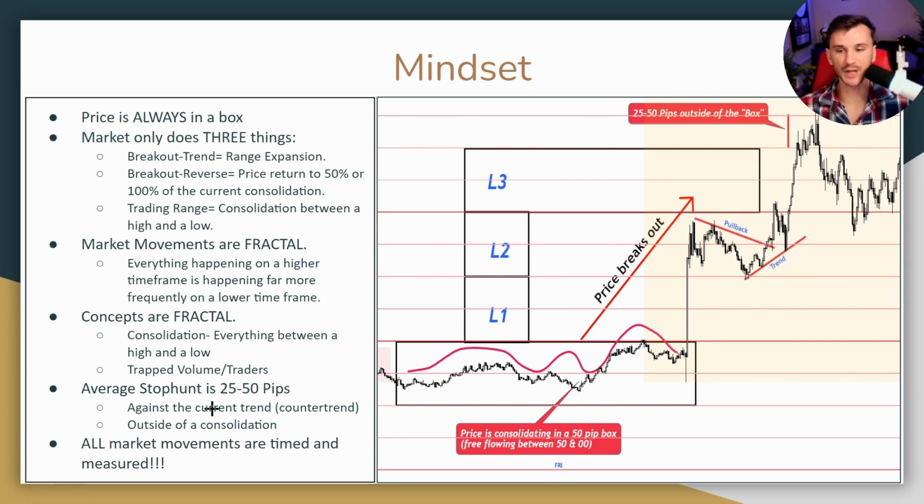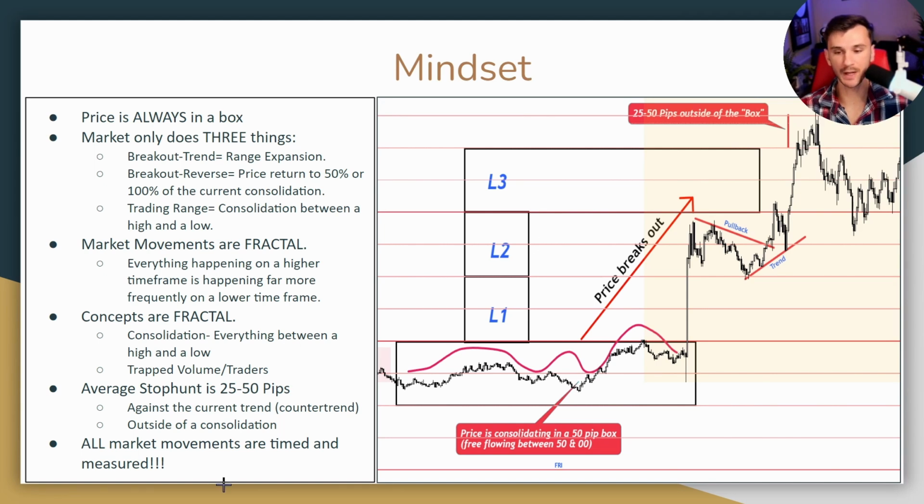Okay. The average stop hunt is 25 to 50 pips. This is very important. If you look up here on the screen, notice that we had a 50 pip consolidation down here. This is 75. This is 50. Price is free flowing down here in this box, and then it breaks out. It pulls back and it continues to trend. We've got level 1, level 2, level 3. Now they come out of that box, level 3, 25 pips passed.